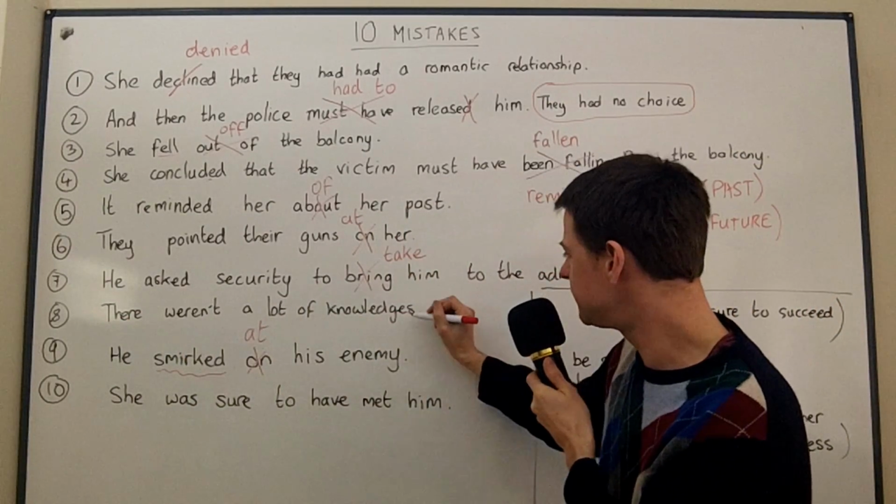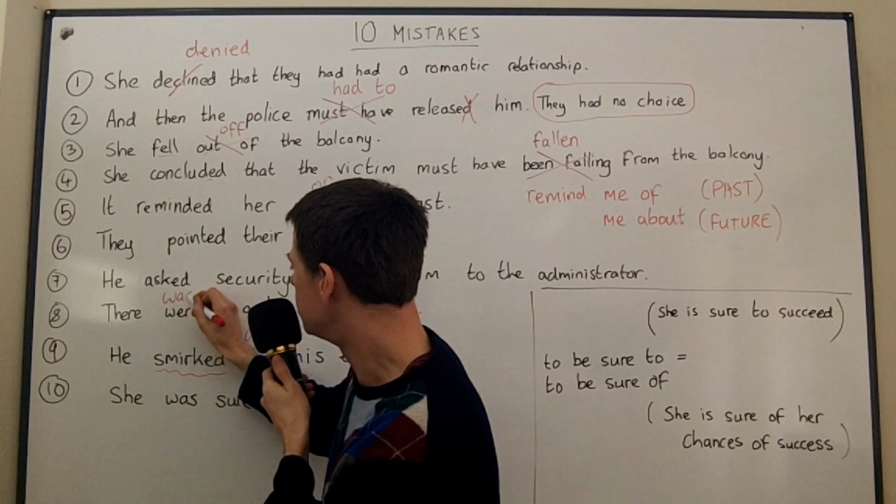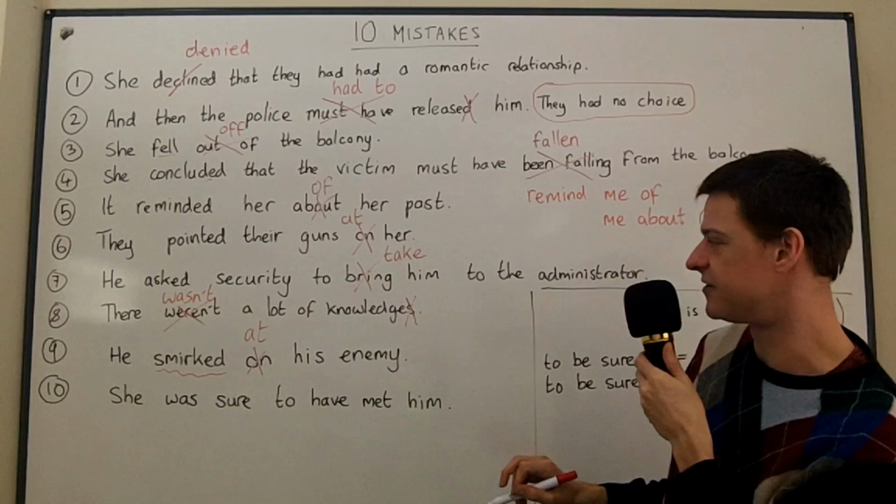Okay, number 8. There weren't a lot of knowledges. No, there wasn't a lot of knowledge. Knowledge is uncountable in English, so please don't use it with an S.